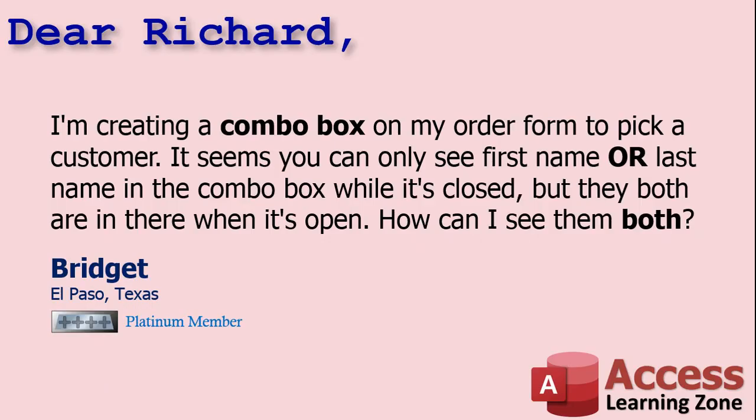Today's question comes from Bridget in El Paso, Texas, one of my Platinum members. Bridget says, I'm creating a combo box on my order form to pick a customer. It seems like you can only see first name or last name in the combo box while it's closed, but they both are in there when it's open. How can I see them both?